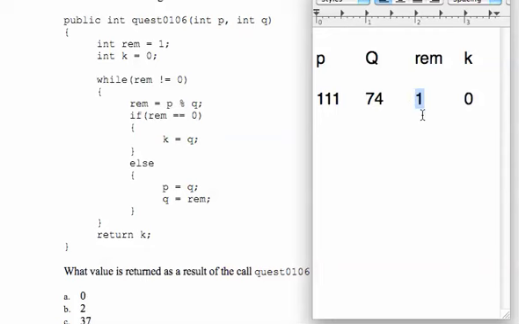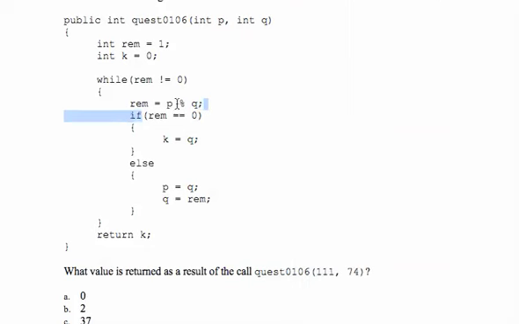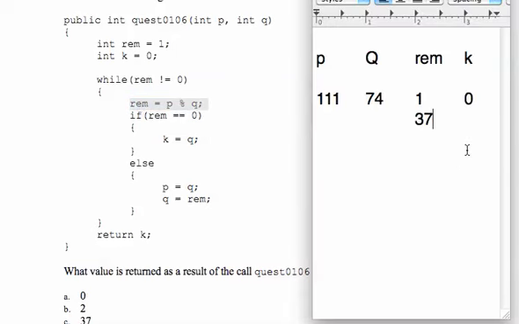So rem is assigned the value of p mod q. So p divided by q. So you have to go back to early math, right? How many times does 74 go into 111? It goes in once with how many left over? We got to do the math. 84, 94, 104. That's 30 plus 104, 6, 7. So I think it's 37. Hopefully my math is correct. Otherwise you can make fun of me later. But I came up with 37. So at this line right here, things changed. Rem equals P mod Q. So rem is now 37.